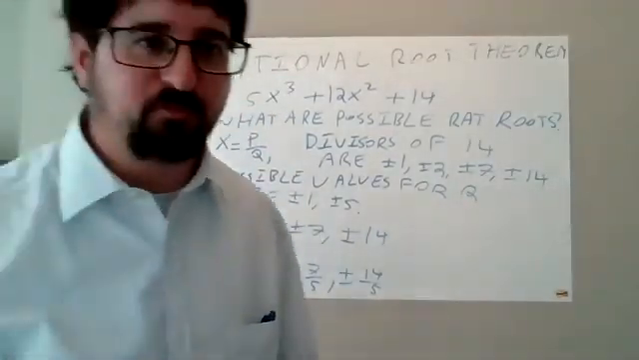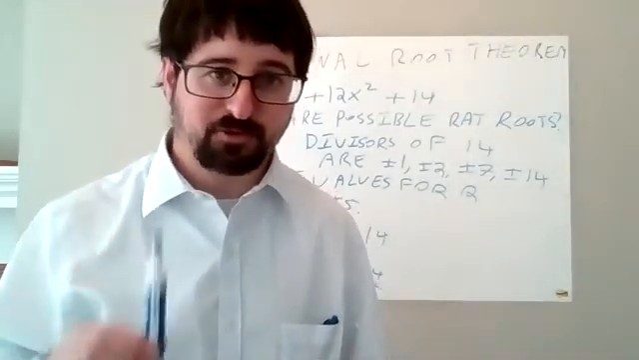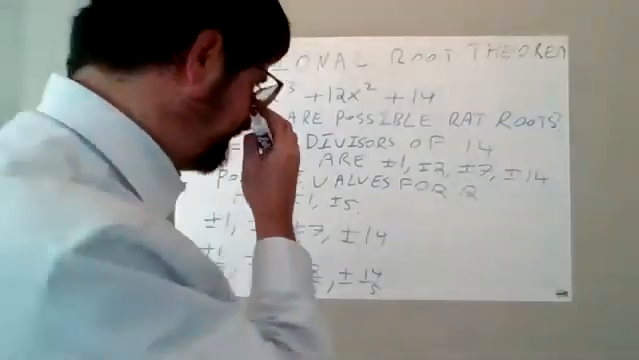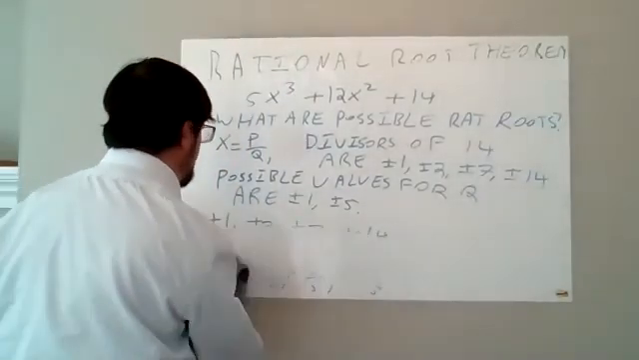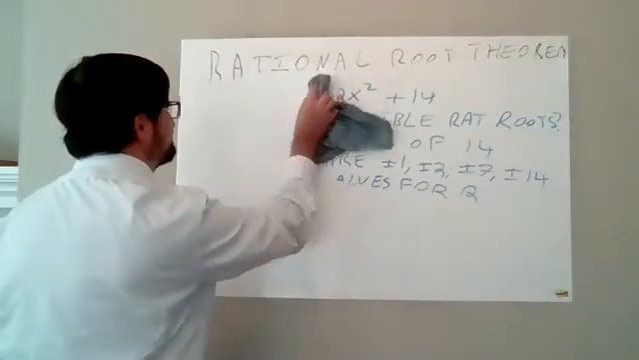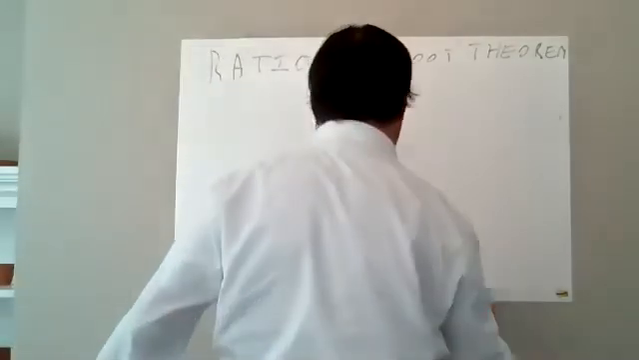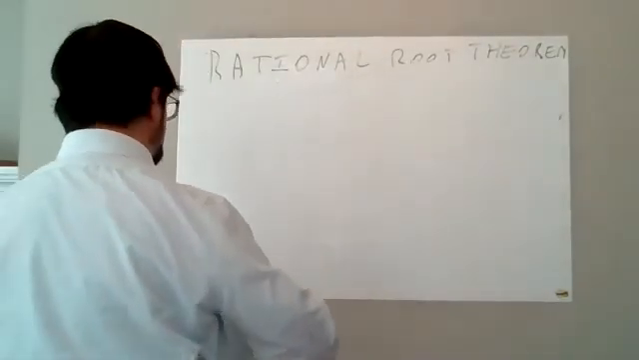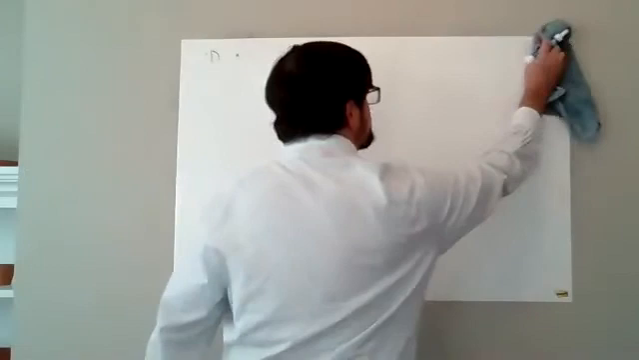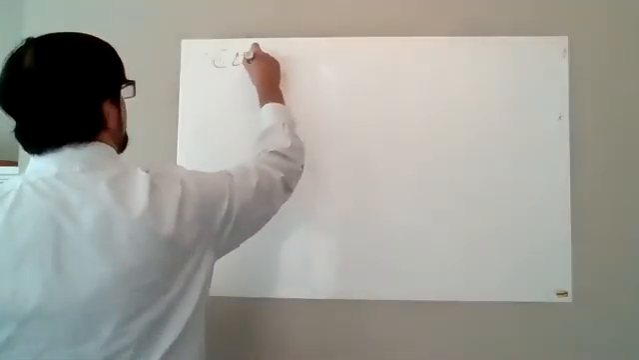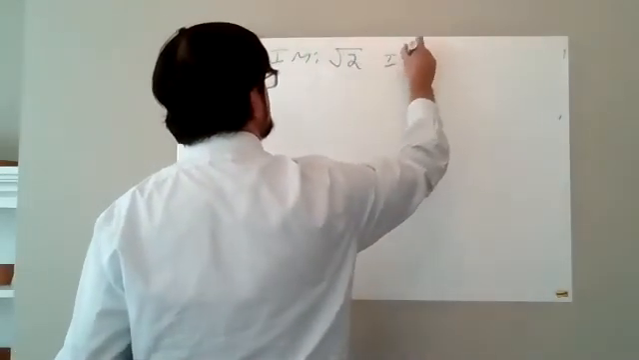But I will convince you, hopefully, that we haven't been lying when we claimed that the square root of 2 is irrational. Let's see if we can convince ourselves that the square root of 2 has to be irrational. That is, it's not a rational number. So here's the claim: square root 2 is irrational.